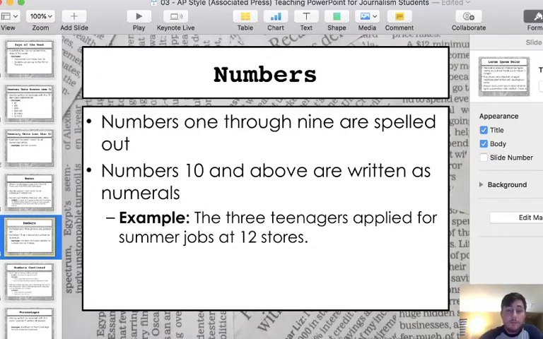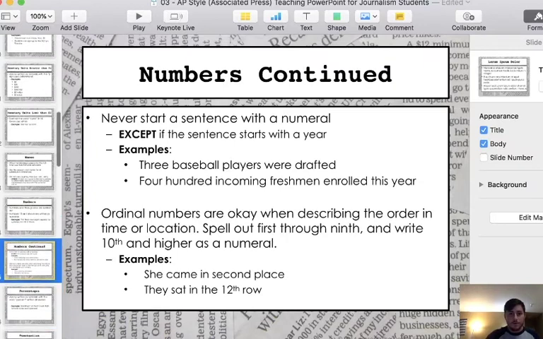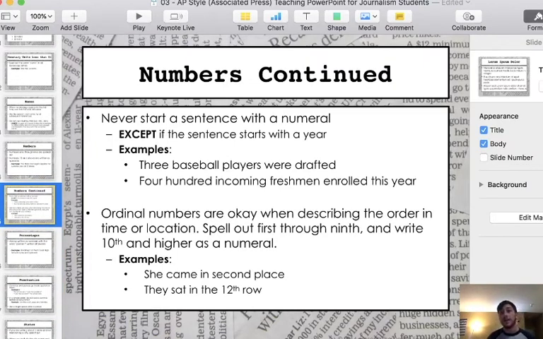Numbers. Numbers 1 through 9 are always spelled out, okay? Numbers 10 and above, all the way until infinity, you always write as numerals, okay? So you never start a sentence with a numeral unless it's a year. If I were to say 2013 was a great year, you obviously would use numerals for 2013. But if I were to say 3 baseball players are going to the park to play baseball, you would write out the word three, okay?